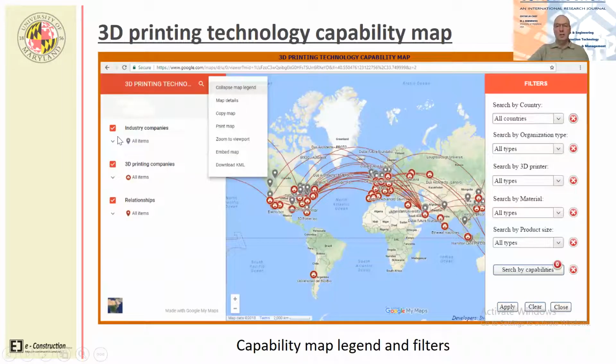So this is just a screenshot of one of the latest versions of this technology capability map. Those of you who are interested, we actually proposed it to Hong Kong CIC at one point in time. And CIC was ready to support this project to be able to implement it for the Pearl River Delta area.